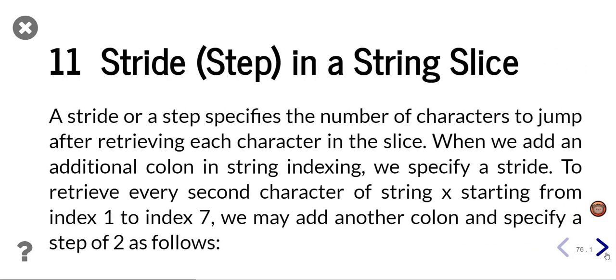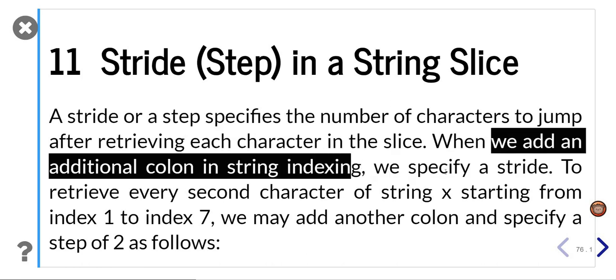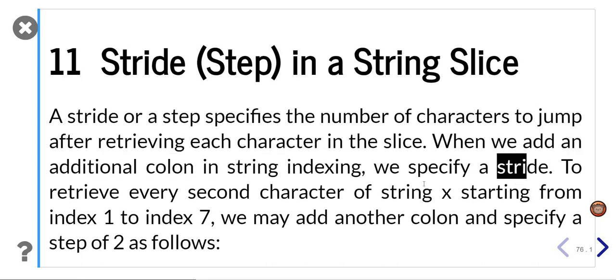Any questions? Now we are actually going to see how to do the stride or steps in a string slice. So now we will have another additional parameter there. A stride or step specifies the number of characters to jump after retrieving each character in the slice. So first you define the start and end, you slice it out, and then you take the step, which characters you want to extract out. So we actually add another additional colon in the string indexing where we specify a stride.